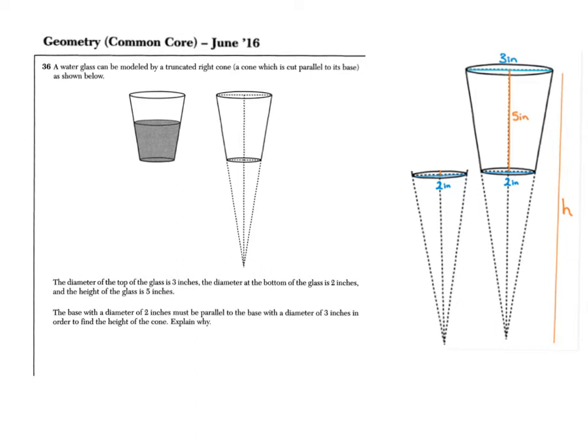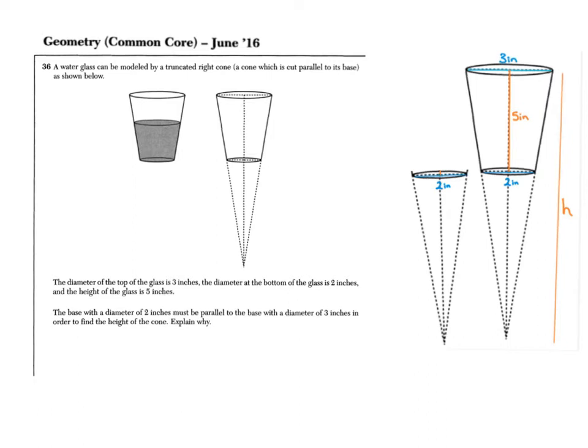And then in the first part, they ask if the base with a diameter of 2 inches must be parallel to the base with a diameter of 3 inches in order to find the height of the cone, and they ask you to explain why.